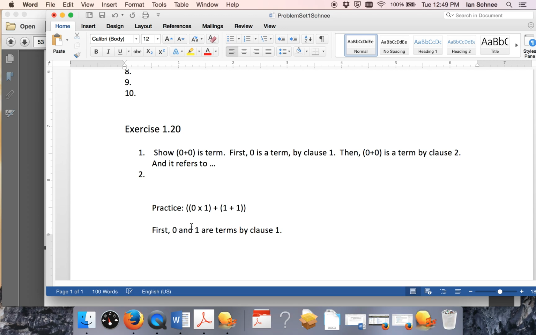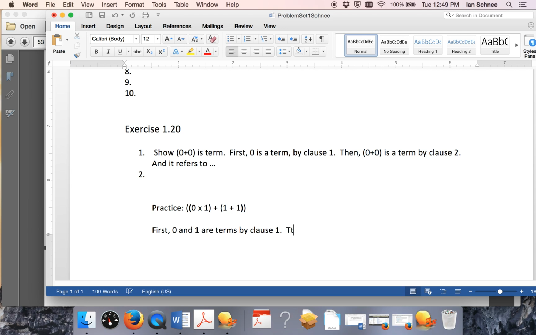Now, why did I say 0 and 1 here and just 0 above? Because this complex term only had 0. It didn't use our other basic simple term, our other name, whereas this one uses the 0 and the 1. So I first established those are terms. Now I have to establish that this thing is a term. Notice again, I'm working from the inside out. Since those are different, I need to establish both of them.